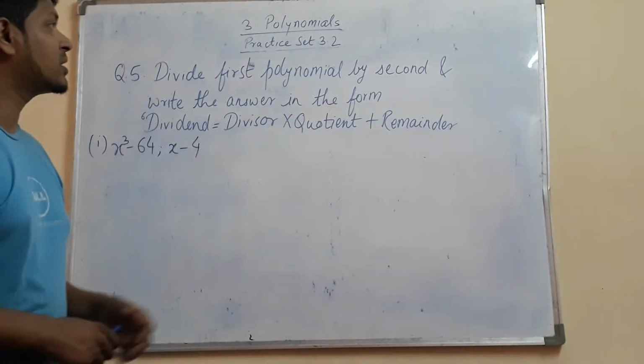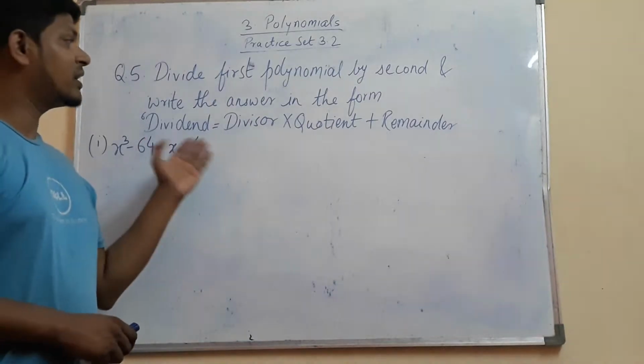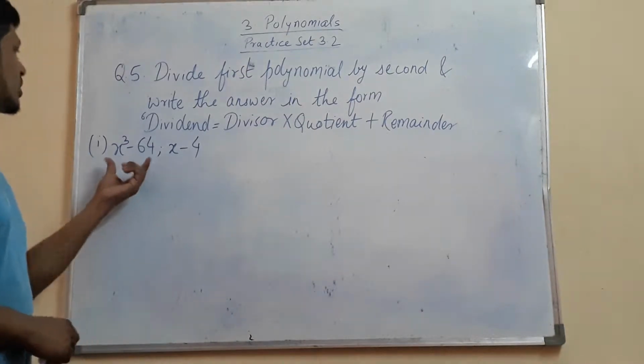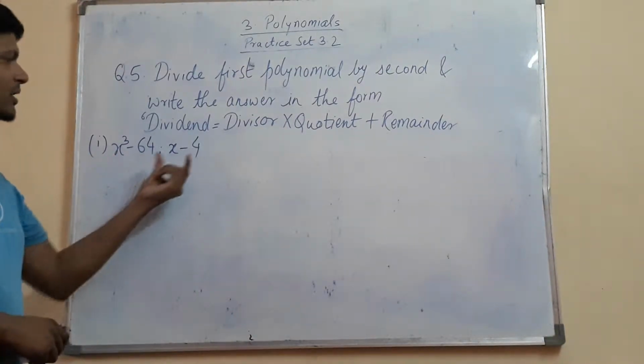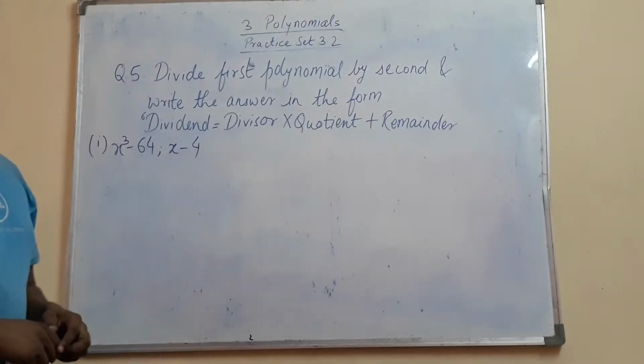Here, we need to divide the first polynomial by the second and write the answer in the form: dividend is equal to divisor into quotient plus remainder. So this is the first polynomial, and this is the second polynomial.